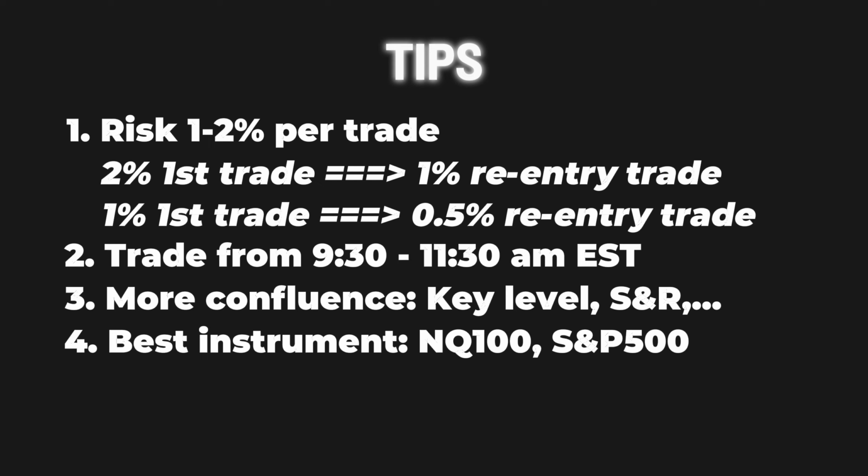Also, since the most high probability setups occur within the first 2 hours of the New York Stock Exchange open, you only need to trade from 9:30 a.m. Eastern Time. Additionally, marking key levels on the 15-minute time frame, such as order blocks, support, and resistance levels, will provide added confluence for trade decisions and increase accuracy. The best instruments to trade using this strategy are NASDAQ and S&P 500, as they provide high liquidity, strong momentum, and clear institutional price action during the New York Stock Exchange open.